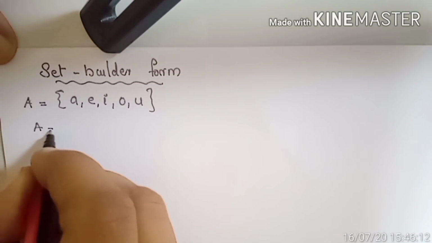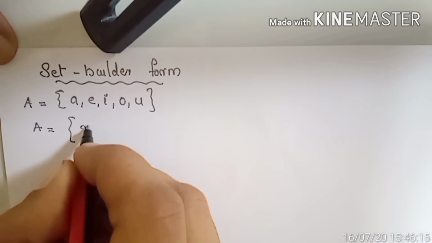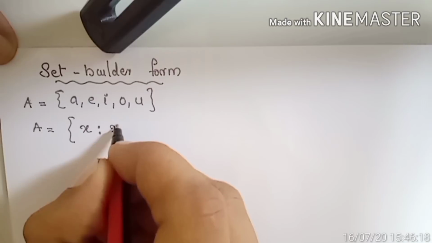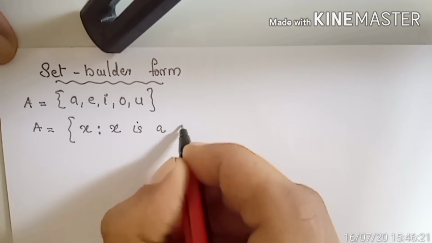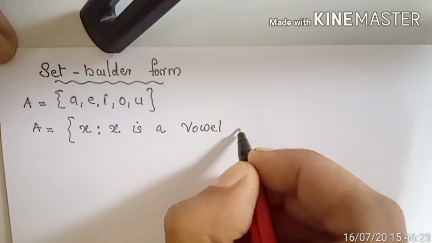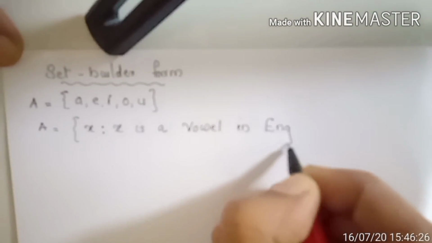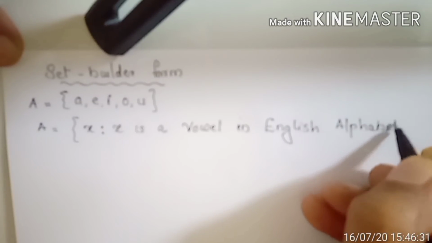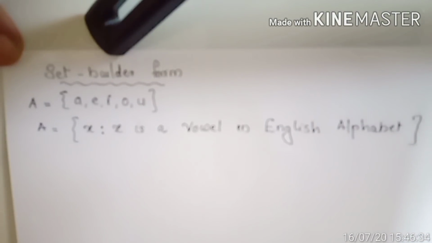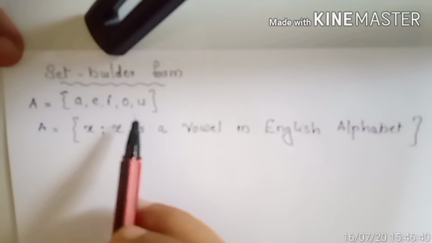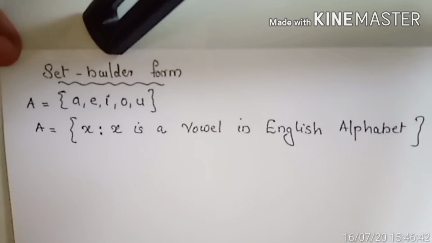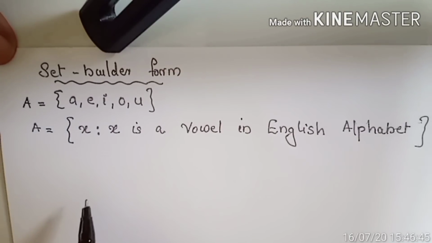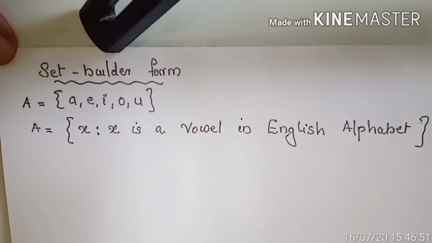So we can write this as A equal to set of all x such that x is a vowel in the English alphabet. That is, all the elements in the set A possess a single common property. Which is the property? Vowels in the English alphabet. This is the method for representing set builder form.